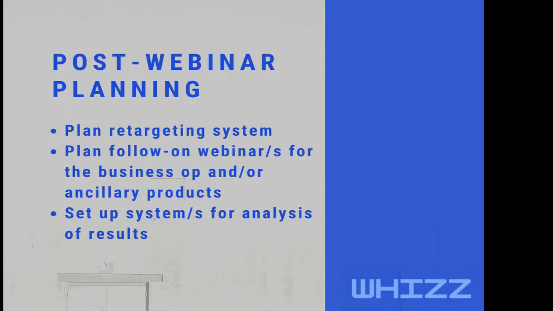So we've now concluded our look at the processes that you will have to undertake at the end of your webinar. And we're now going to finish up by looking at the planning that you're going to have to do in order to carry out those processes. So you're going to have to plan your retargeting system. We've already talked about retargeting through your emails, your email list, and an email sequence.